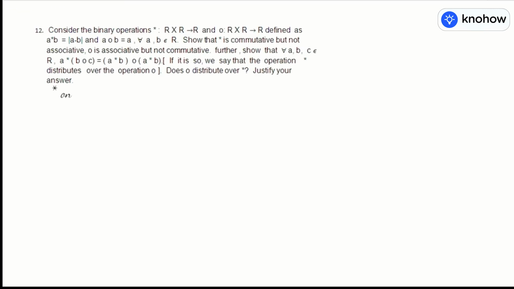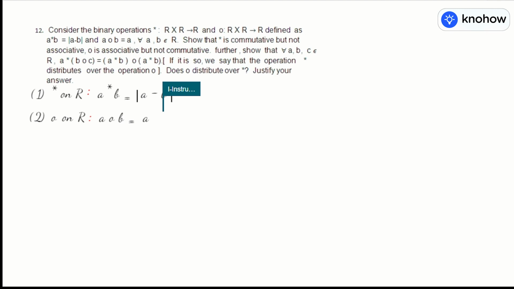The binary operation star on R cross R, that is on R in short, such that, let me define here, A star B is defined as modulus of A minus B. That is the first one. And the second binary operation denoted by O, again on R cross R, or in short I write R, is defined as A O B is A, the first element.